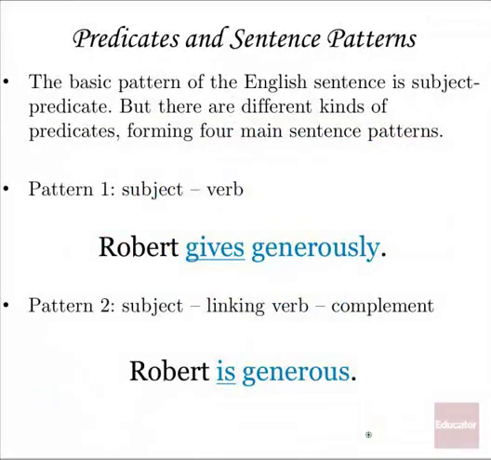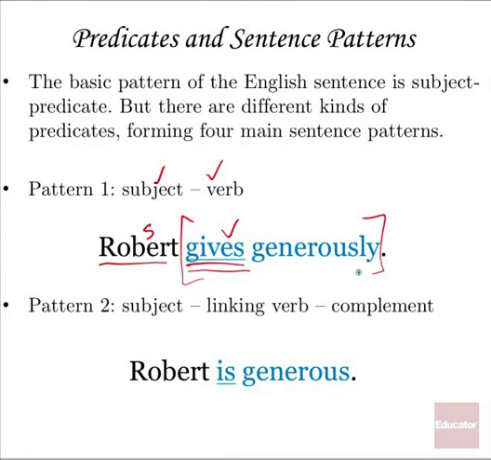All right, predicates and sentence patterns. The basic pattern of the English sentence is subject-predicate. That's how most of them work. There are, however, different kinds of predicates, and so there are four major patterns to the English sentence that we need to recognize. First and most common pattern, subject followed by verb. Robert, our subject, gives generously. We have our subject, our verb, and there's our predicate. Very simple, very basic, easy to recognize.